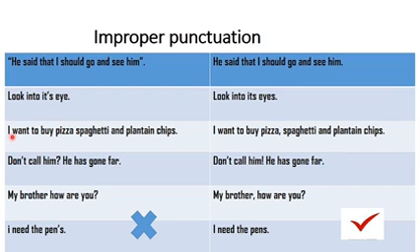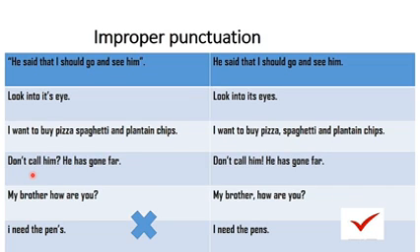The next one, I want to buy pizza, spaghetti and plantain chips. I want to buy pizza, spaghetti and plantain chips. Just because there is no comma here. But if there is comma, you say I want to buy pizza, spaghetti and plantain chips, as you see it right here. Next, don't call him, he has gone far.